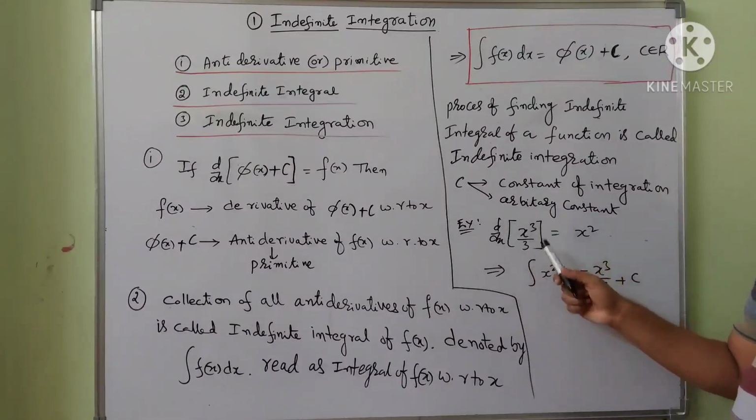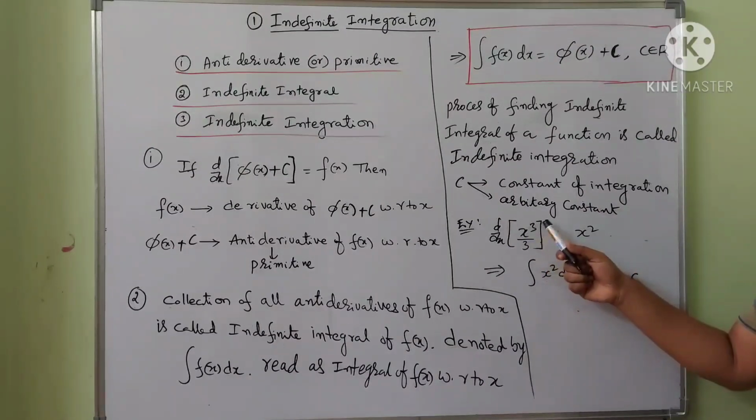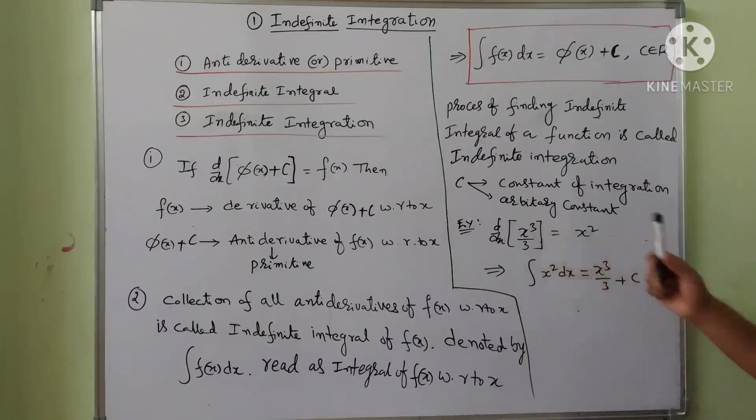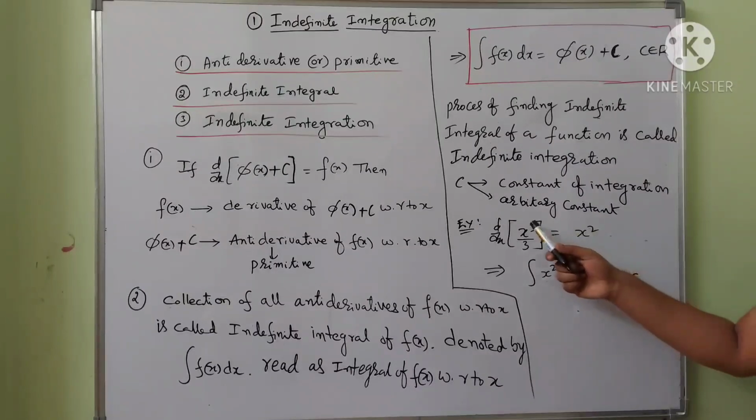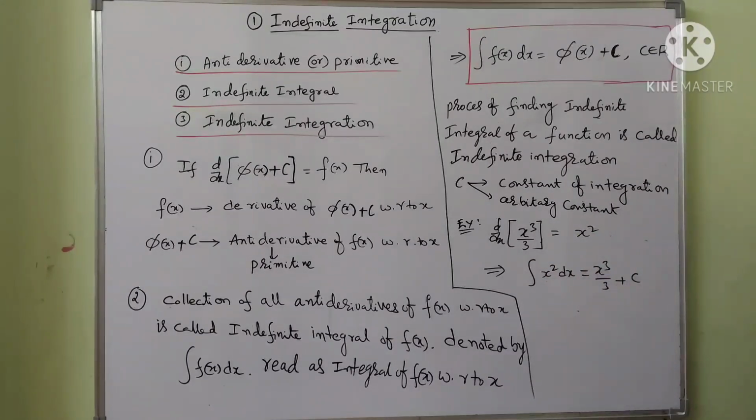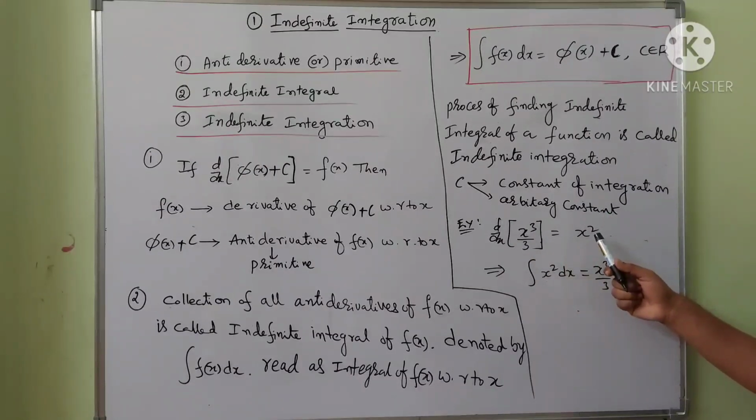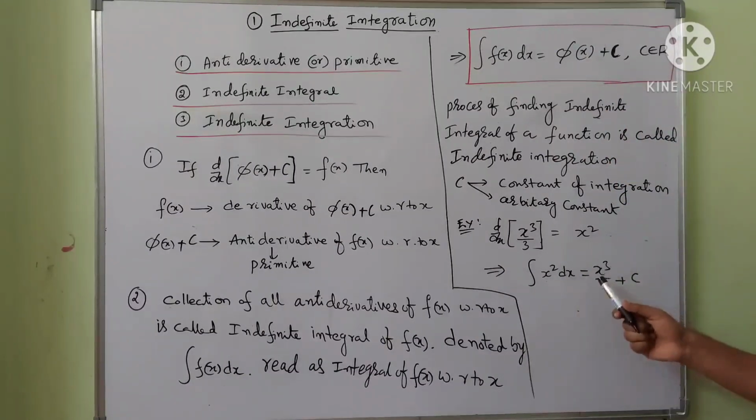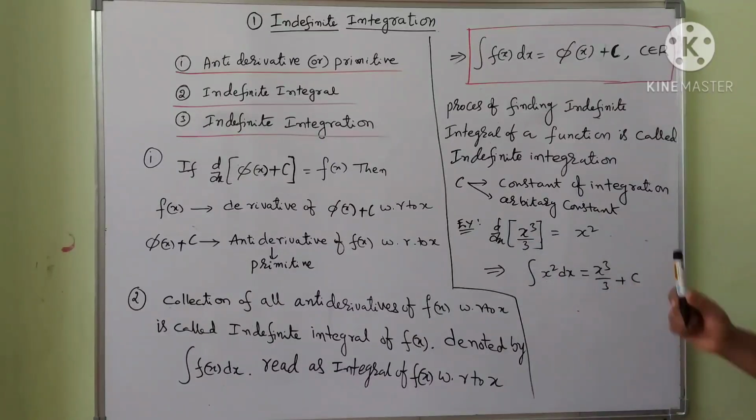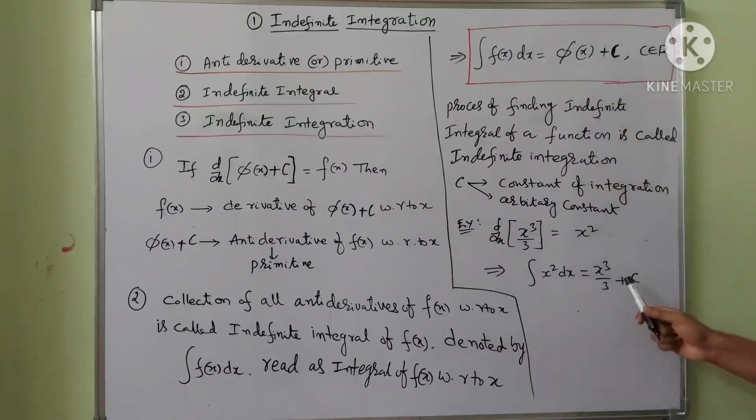d by dx of x cube by 3 equals what? The derivative of x cube is 3x square. 3 gets cancelled, you will get x square. Here what is the outcome? x square. x square is the derivative of x cube by 3 with respect to x. Now what is x cube by 3? It is an antiderivative of x square. So antiderivative is nothing but indefinite integral. Integral x square dx is equal to x cube by 3. Here we have to write the constant of integration as plus c.